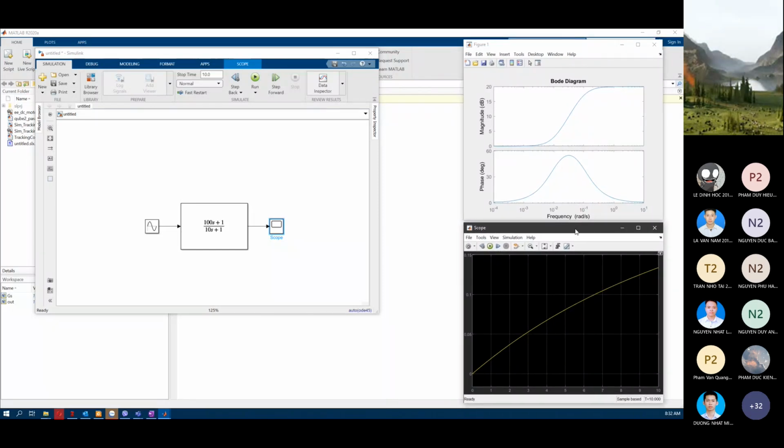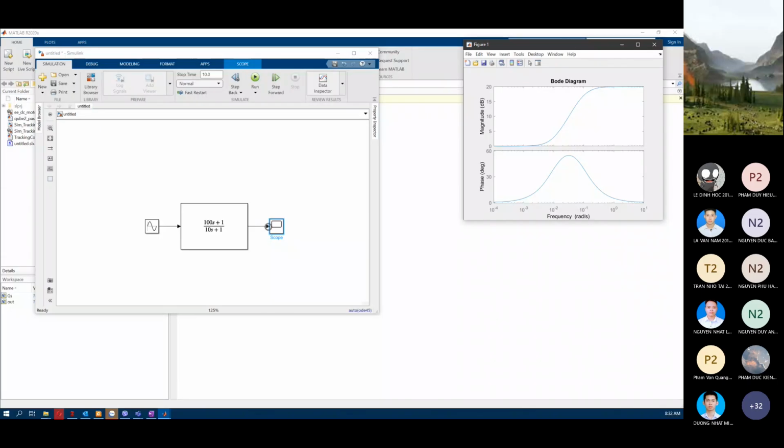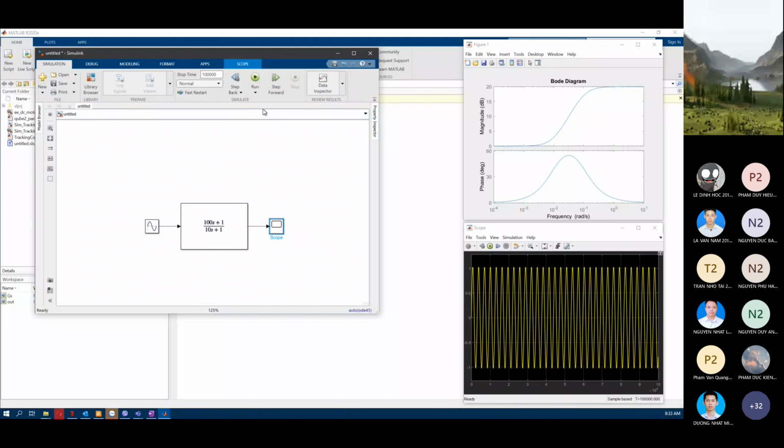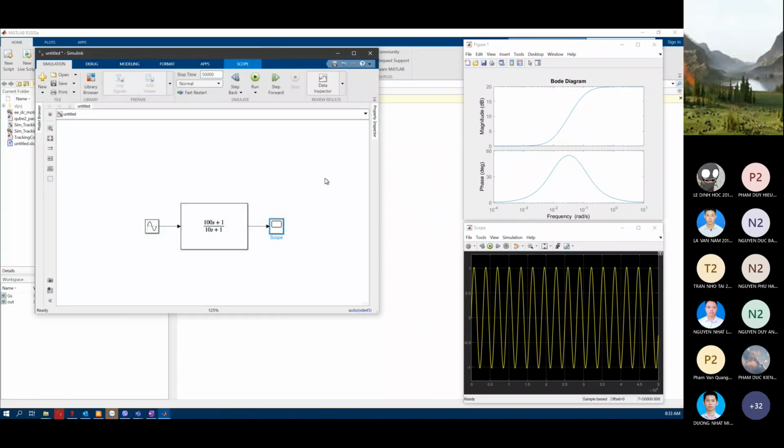Because the frequency is too small, we have to increase the time here to 100 seconds. Not enough. 1000 seconds. Not yet. Yes, that's right. Too many. Yes, okay. No, still too many.